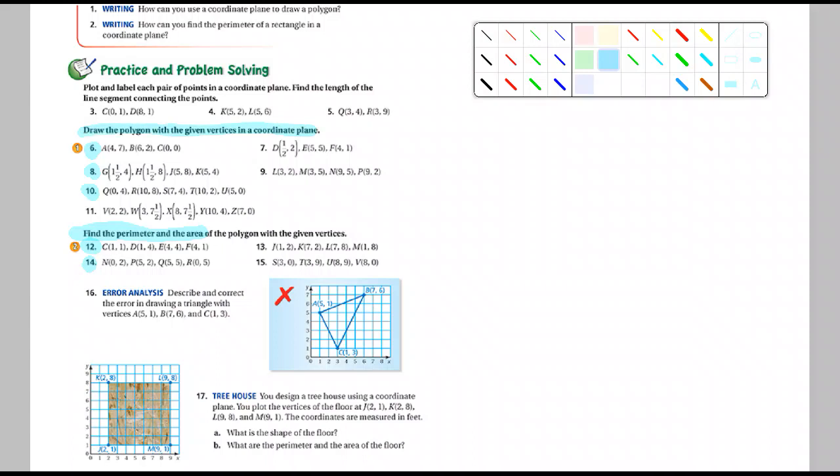Okay, Mr. Lesueur, you had a question? I don't think we went over the perimeter with triangles and stuff. Oh, well, that's just simply counting. Oh, right.